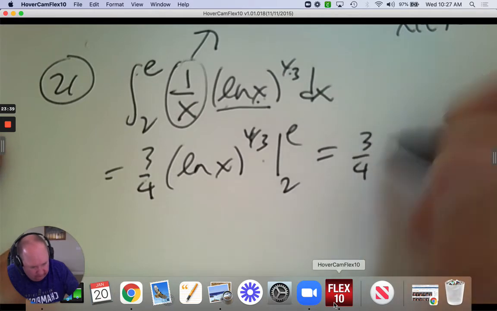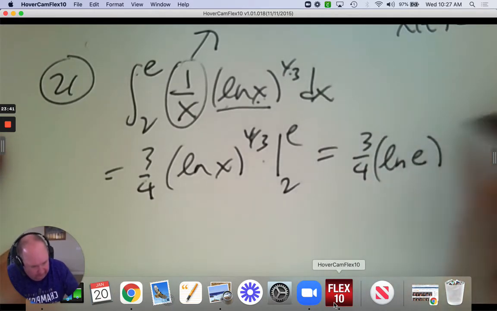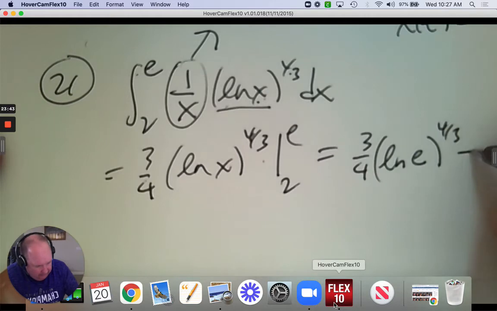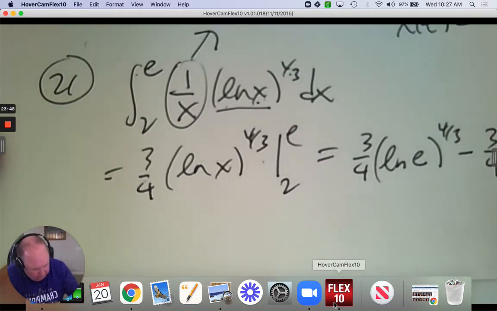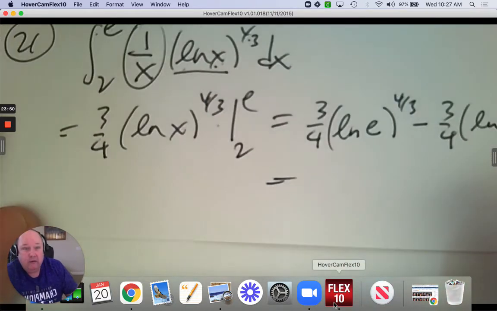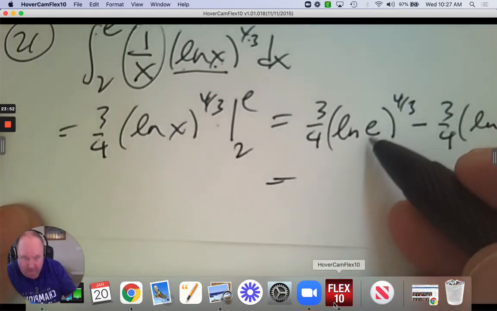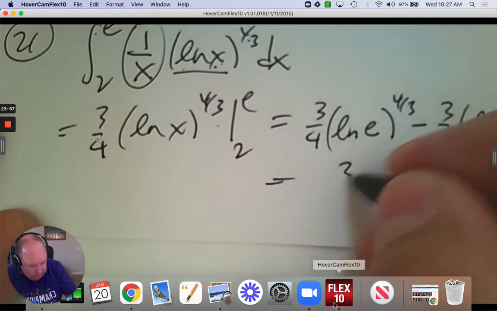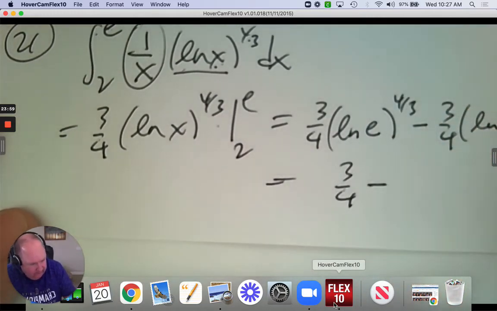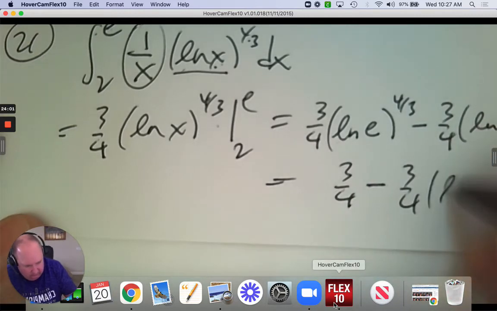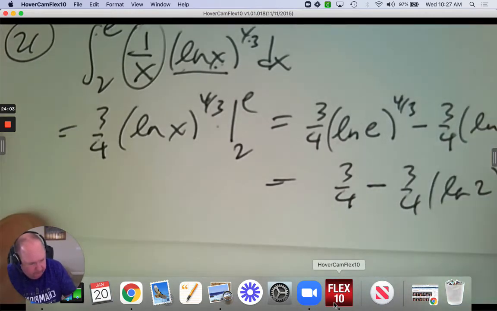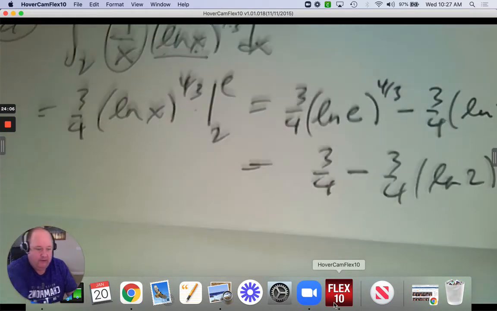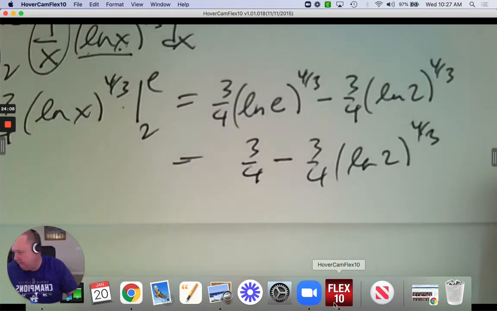So we got 3/4 ln e to the 4/3 minus 3/4 ln 2 to the 4/3. Now, ln e means 1, and 1 to the 4/3 is 1. So this whole thing is just 1. So it's 3/4 minus, and now there's no way to simplify that at all. So that's what it would look like if you want to see it a different way. Number 22.